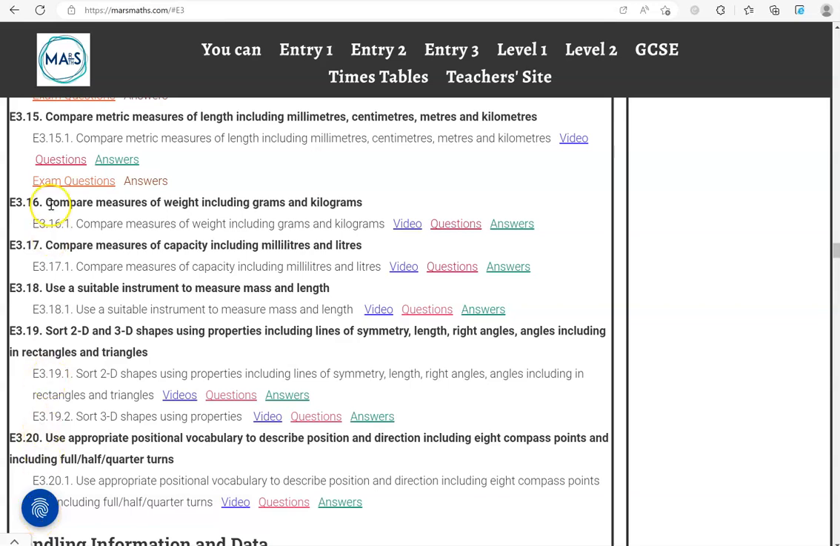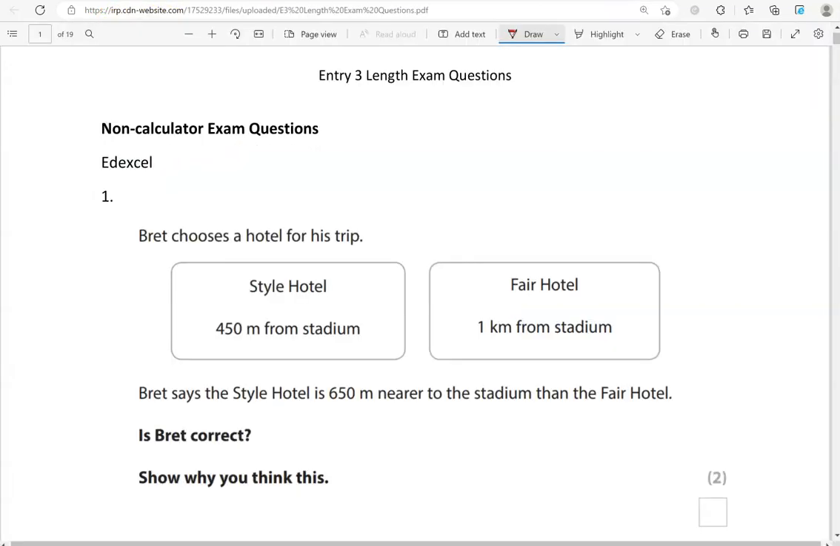In this video, we'll go through exam questions that cover the criteria compare metric measures of length including millimeters, centimeters, meters and kilometers. You can locate the questions on the mathsmaths.com website under entry 3. The questions come from different exam boards. We'll start with the non-calculator questions and then we'll move to the calculator questions. Here is the first one.